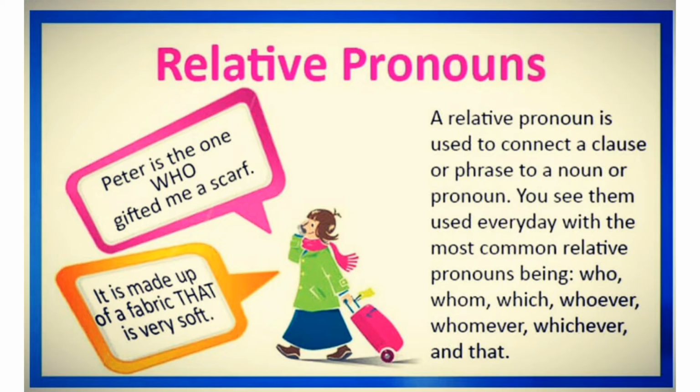What is a relative pronoun? A relative pronoun is used to connect a clause or phrase to a noun or pronoun. You see them used every day, with the most common relative pronouns being who, whom, which, whoever, whomever, whichever, and that. Example: Peter is the one who gifted me a scarf. It is made up of a fabric that is very soft. Here, who and that are relative pronouns.